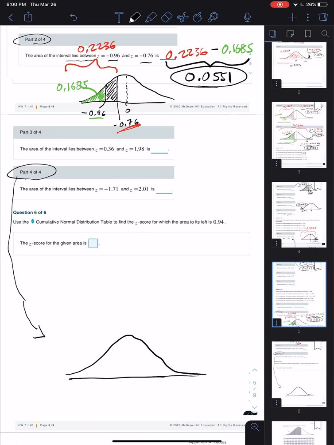Okay, we're looking for the area between a z-score of negative 1.71. Okay, once again, 0. Negative 1.71 is way out here. And even further to the right is positive 2.01. We want this shaded region.